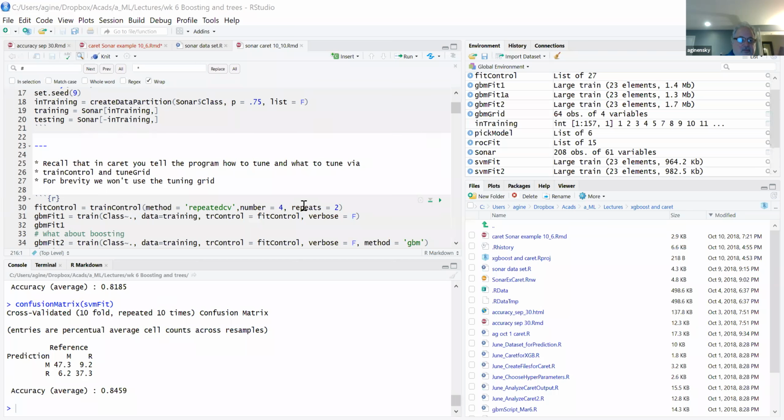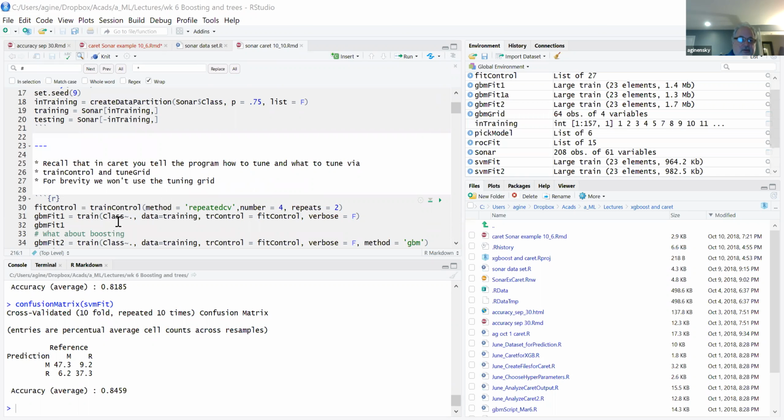I lost the original version I had in a shorter period of time. And if I want to make changes, it's just nice. But if I was really doing something seriously, I'd probably do 10 repeats of 10-fold cross-validation. But you just tell it what it is, and it just takes care of all the bookkeeping for you. And then the key function in caret is the train function.